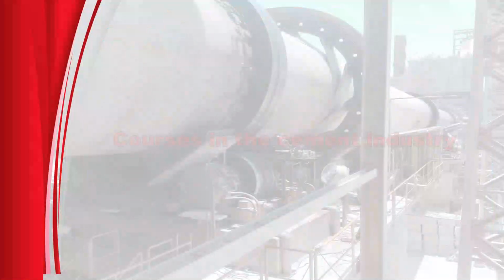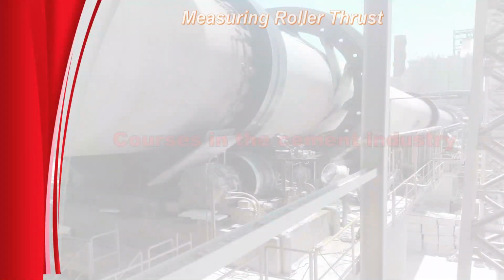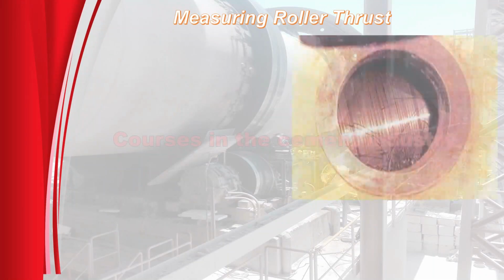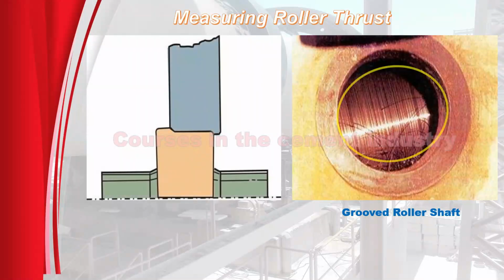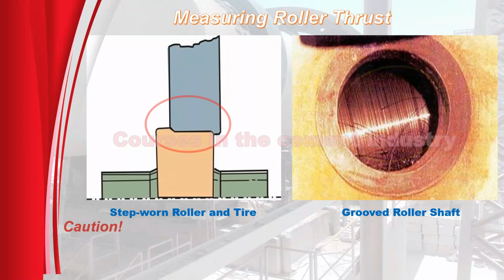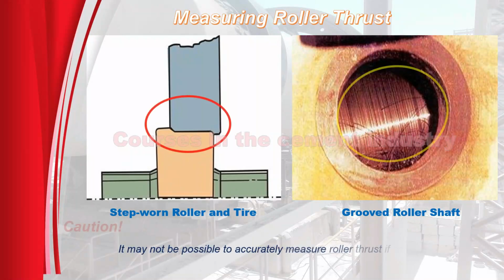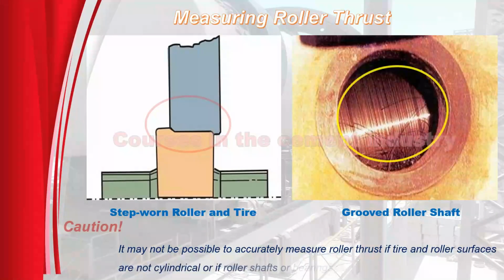In two cases, it is impossible to measure roller thrust accurately. Case 1, as shown in this figure: if the roller shaft is grooved. Case 2, as shown in this figure: if the roller and tire are step-worn. Caution: it may not be possible to accurately measure roller thrust if tire and roller surfaces are not cylindrical or if roller shafts or bearings are grooved.